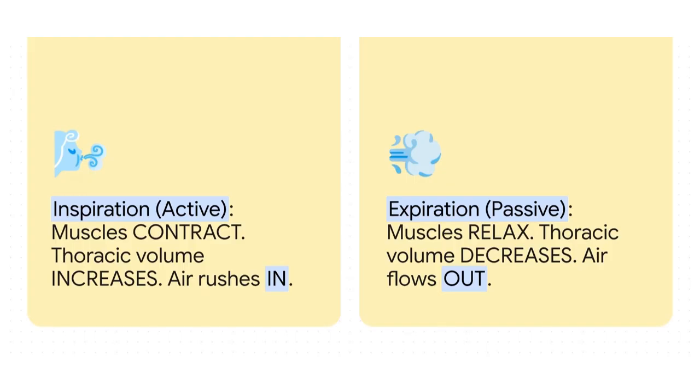Inspiration मतलब सांस अंदर लेना is an active process. क्यों? Because your diaphragm and external intercostal muscles have to contract. This increases the thoracic volume, which causes the pressure inside to drop. And since air moves from higher to low pressure, it just rushes in. Now, normal expiration is a passive process. The muscles just relax, volume decreases, pressure increases, and air flows out.